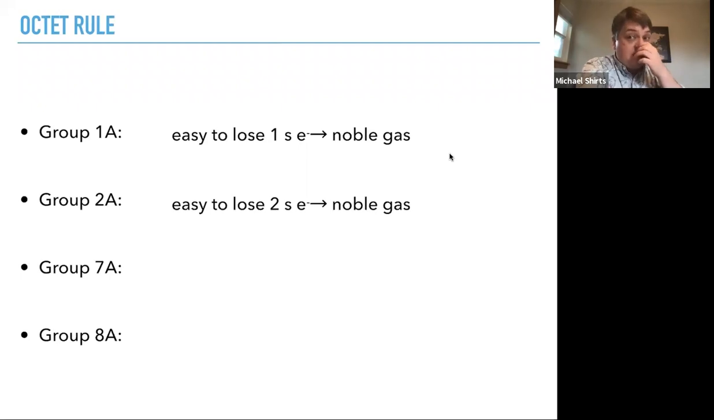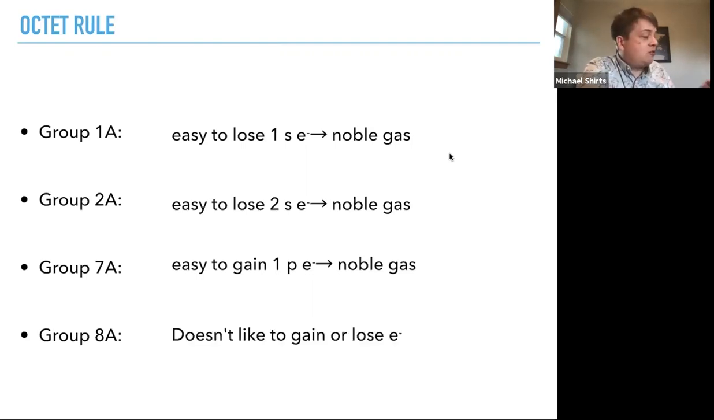It's not trivial. You still have to strip those away. The ionization energy is still non-negligible, but it's relatively easy. Group 7A, it's pretty easy to gain a p electron to get up to a noble gas configuration. Group 8A doesn't like to gain or lose electrons. It already has that relatively stable configuration.